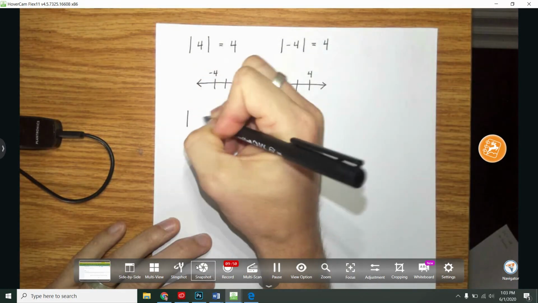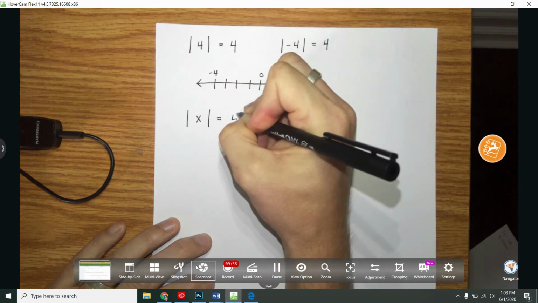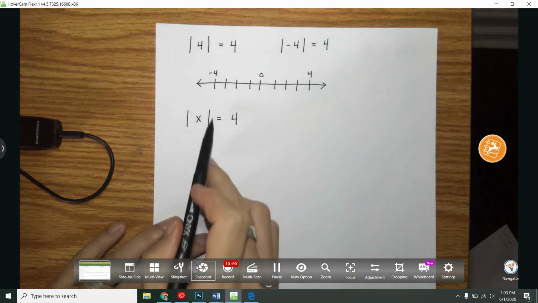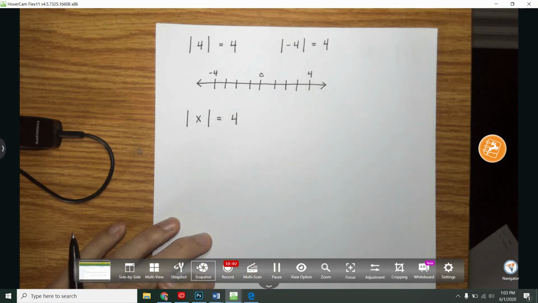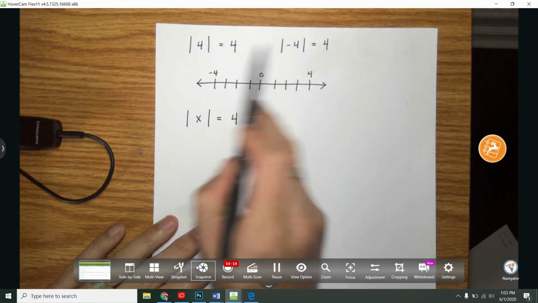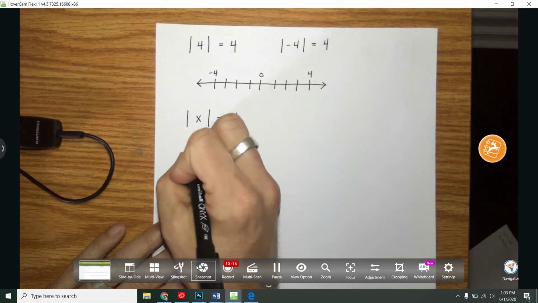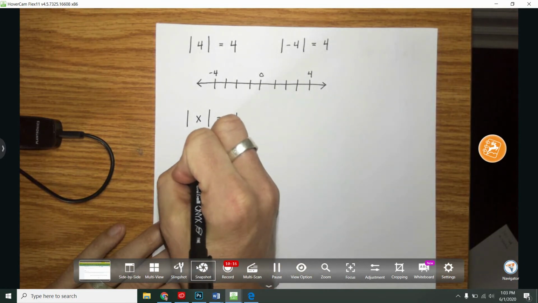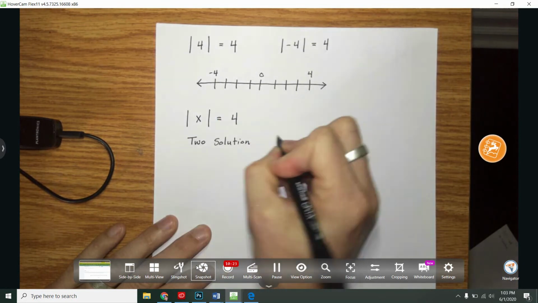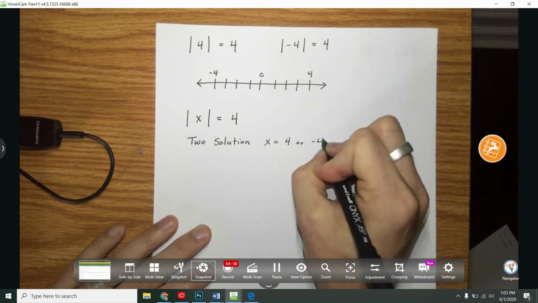If we had a mystery number, we're going to call it x, and we said this gives us an answer of 4. And we're trying to guess what this mystery number is. That's all variables really are, just mystery numbers. We know that two things gave us an answer of 4, right? And we know that that was 4 and negative 4. So we could say that x has two solutions. So x could be 4 or negative 4.